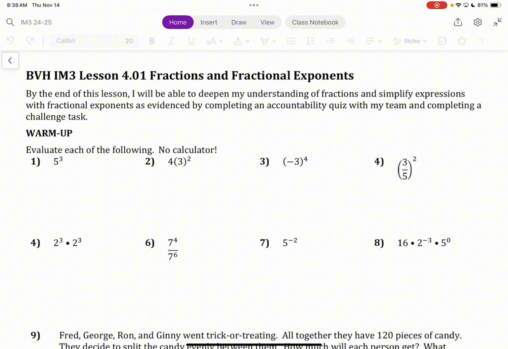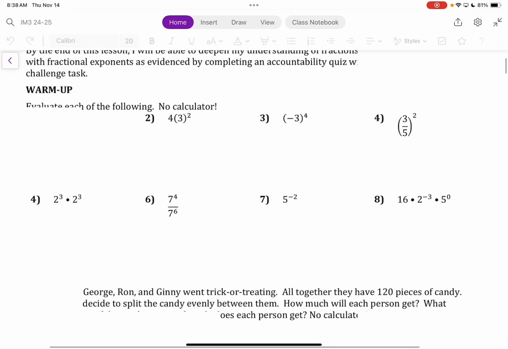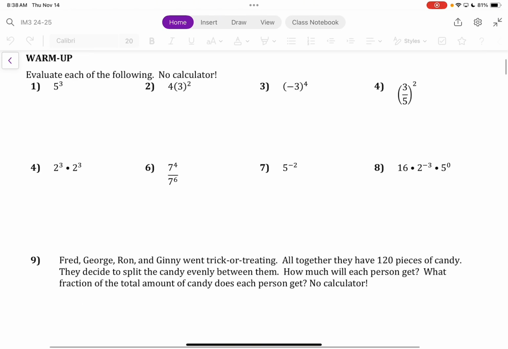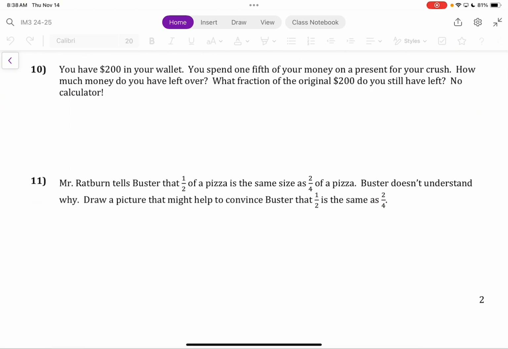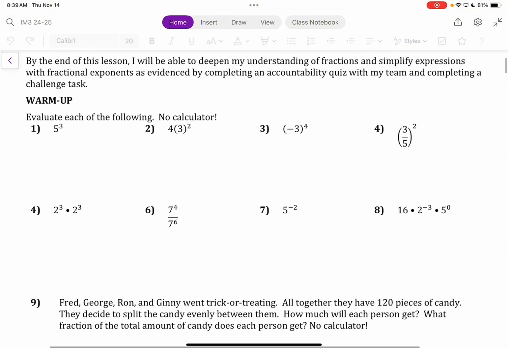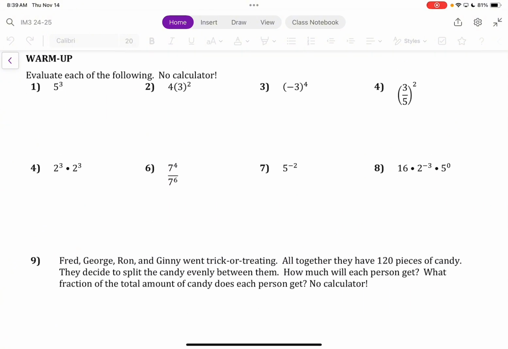So for now, let's just go ahead and begin with the warm-up. I would like for you guys to try out, there's a lot of questions here. Questions 1 through 8 are utilizing the exponent rules. Questions 9, 10, and 11 deal with fractions. So with your team, let's shoot for about 8 to 10 minutes to go ahead and complete this warm-up. You guys can go ahead and get started.